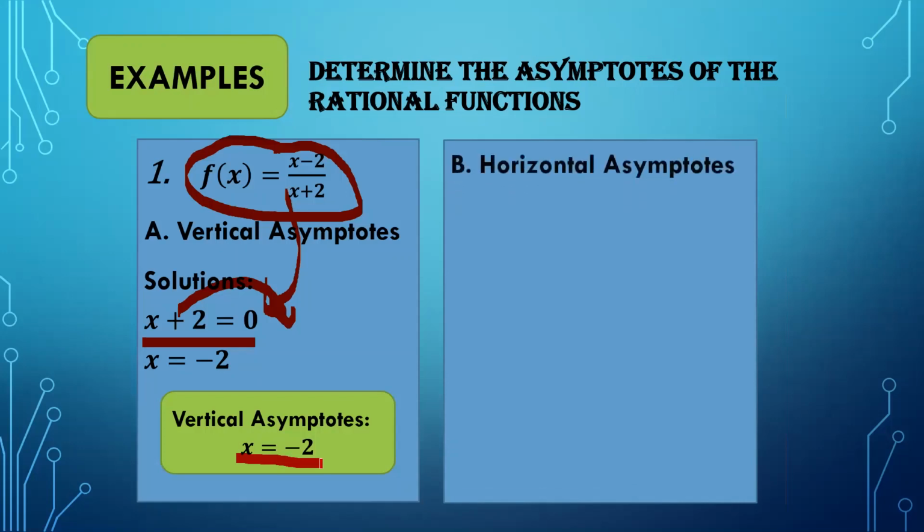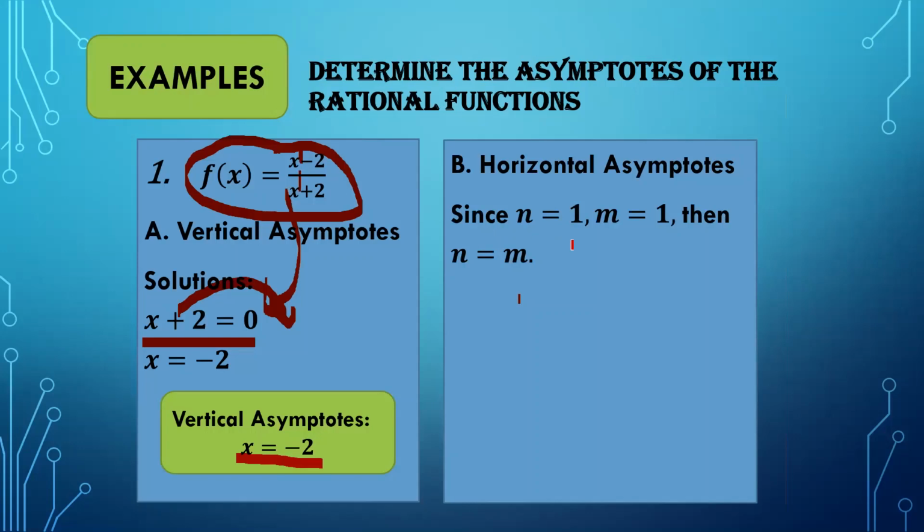Next, we have the horizontal asymptote. Since n equals 1 and m equals 1, the question is, where did I get 1 for n and 1 for m? Again, that is the exponent of x in the numerator, which is 1, and in the denominator the exponent is also 1. So n equals m.